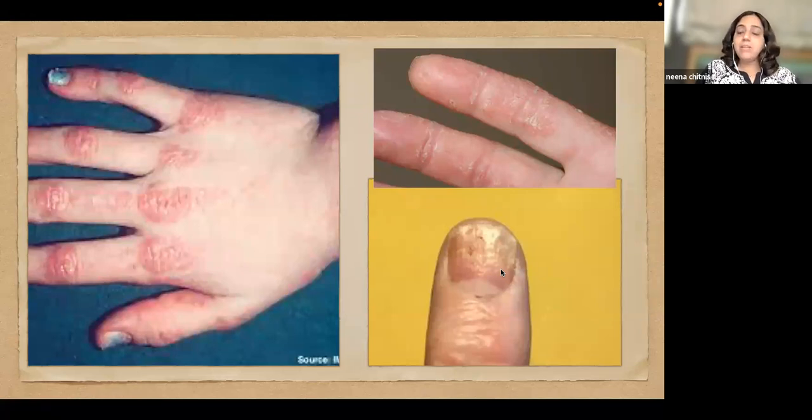So again, the patient may not know what psoriasis is, may not correlate that psoriasis can cause arthritis. Many times on examination, we find these changes, like pitting, onycholysis or discoloration of the nail, which is seen in psoriasis and psoriatic arthritis.